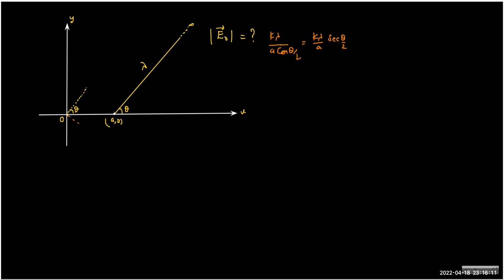Yes, sir. So we just need to extend this line, and we draw a perpendicular. This is a, and the angle subtended is theta only. This is the right answer. Okay.